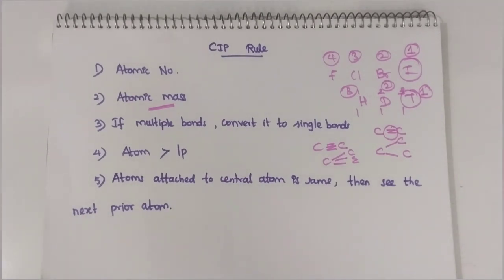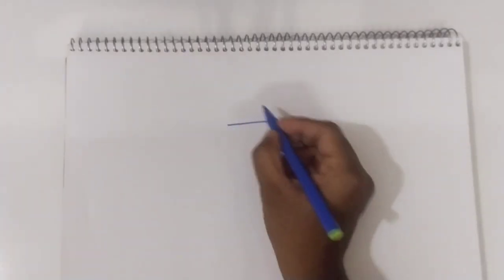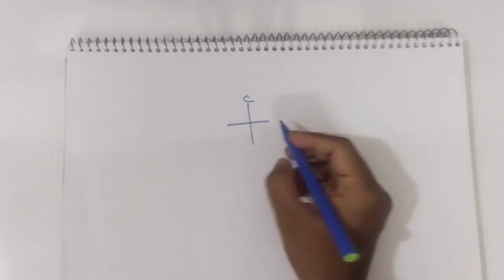Don't worry, when we work out examples, you will be very clear with the concepts. I'm just giving the rules now. After that we will solve many questions, so you'll be clear. Let us solve one example so that you will be clear with the concepts.